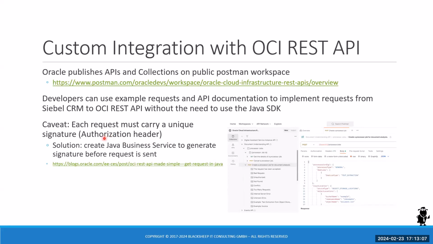I wrote a Java business service to implement in Java the algorithm to calculate that signature. So I have a Java Business Service which I can call to get the signature, and then I can put the signature in the header and make the request. So there's a two-step process basically.